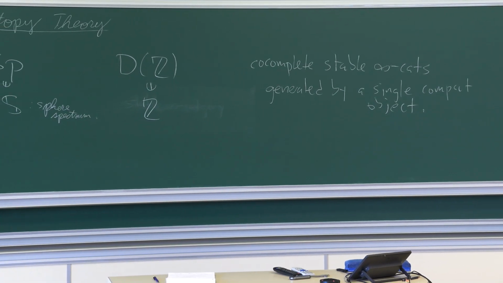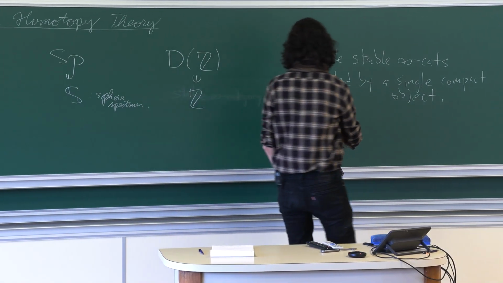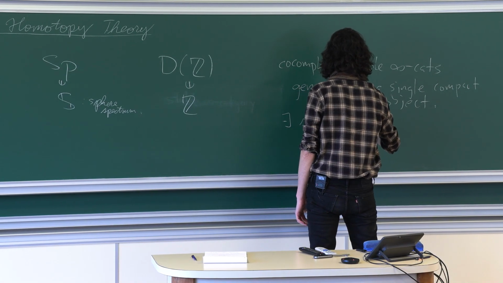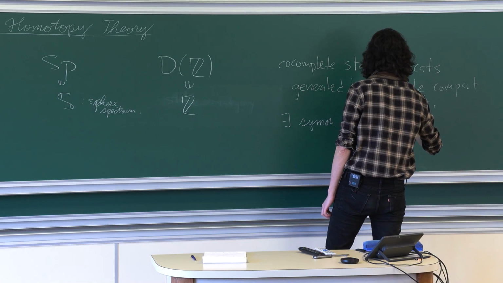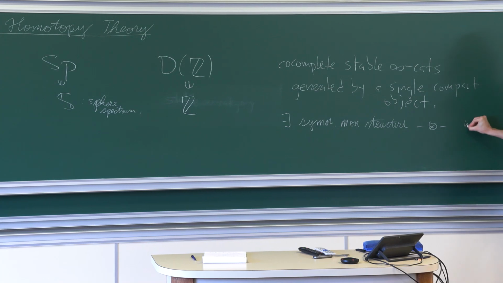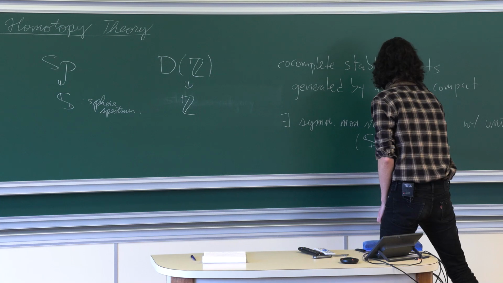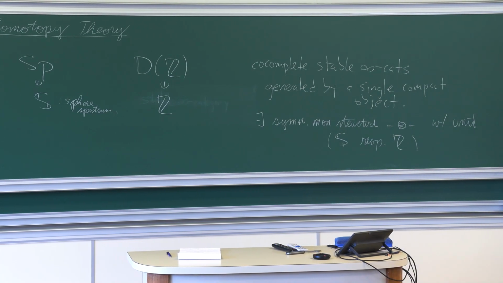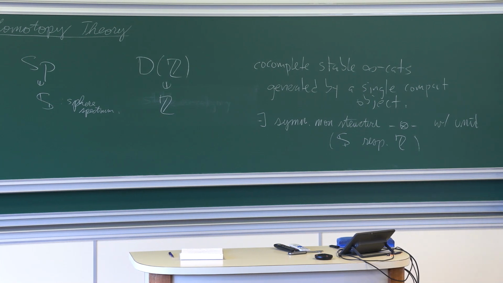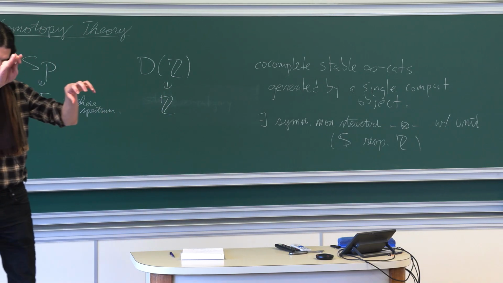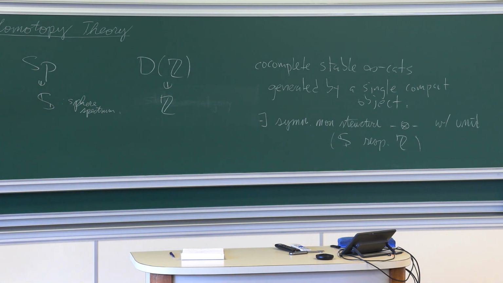So more similarities. There's a tensor product, a symmetric monoidal structure, with unit the same compact generator that we've specified for each of these categories. And this symmetric monoidal structure interacts with colimits in a nice way. If you fix a variable and consider it as a functor of the other variable, then it preserves colimits.